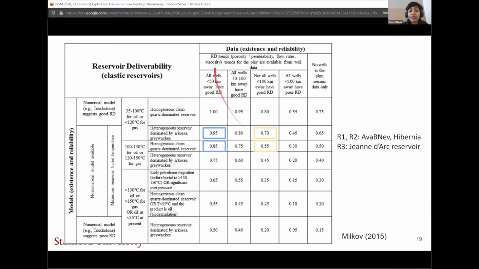But if we were to drill an exploration well in this area, then we would be able to assign a higher confidence or higher probability to the reservoir deliverability risk factor, and that's how the value of drilling an exploration well would be calculated.